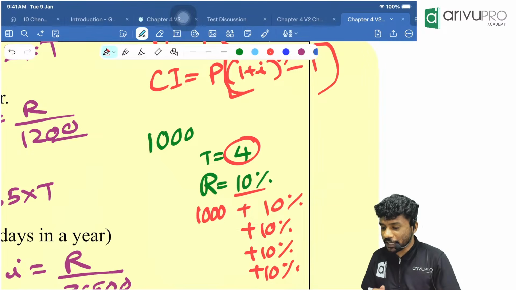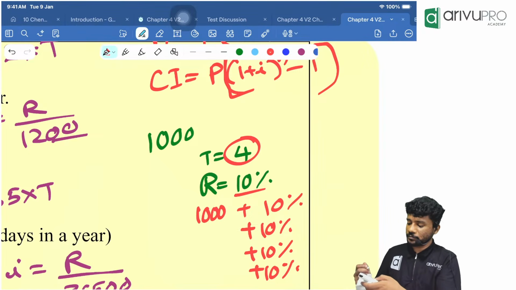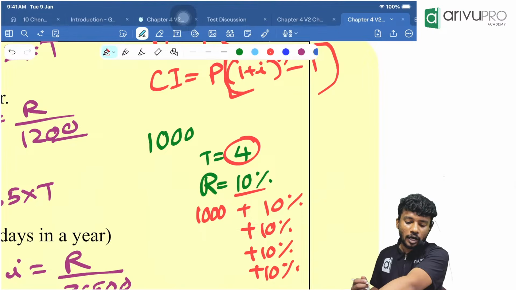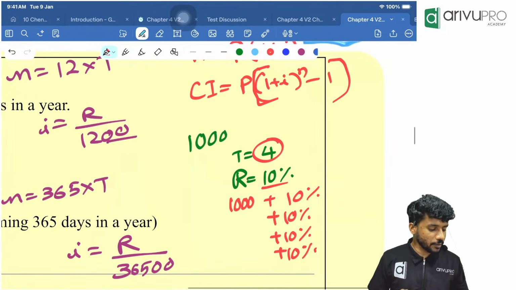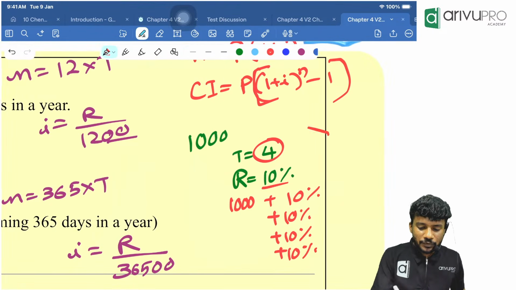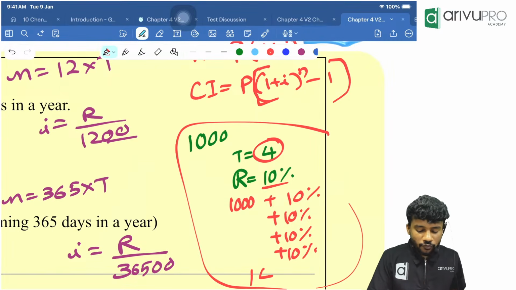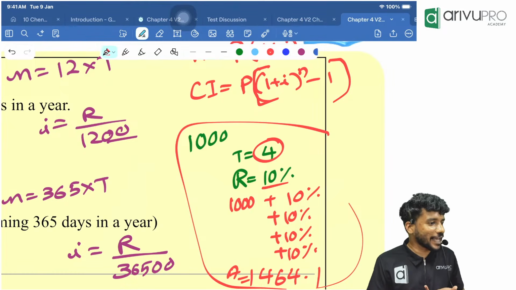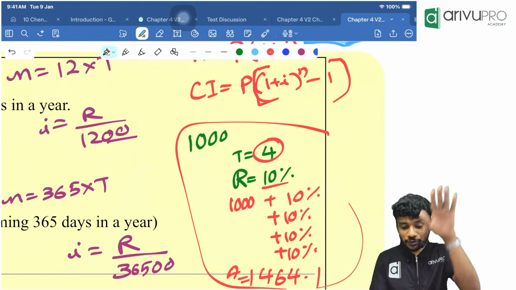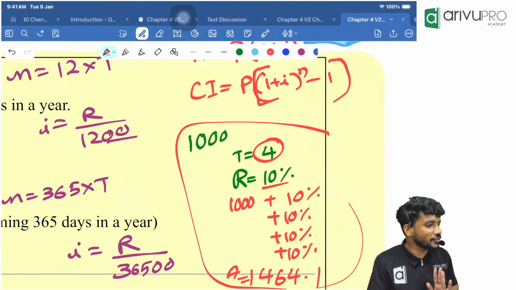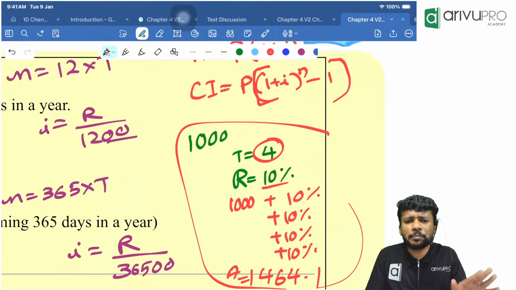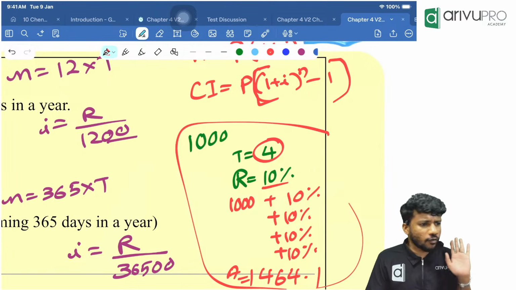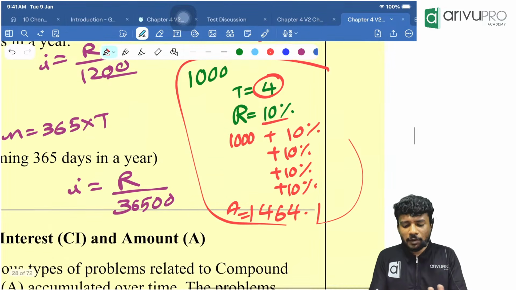Then finally, amount after 4 years will be how much? One more 10%. How much are you getting? One more 10% means you are getting 1464.1. That is your amount. Understood? Either you can use the formula or you can use your calculator. Eventually we will be just using the calculator instead of the formula, but in the beginning period we might be using the formulas.